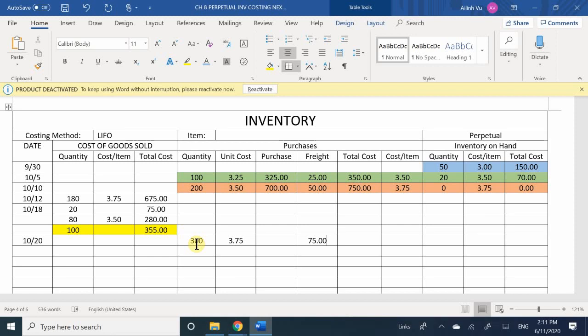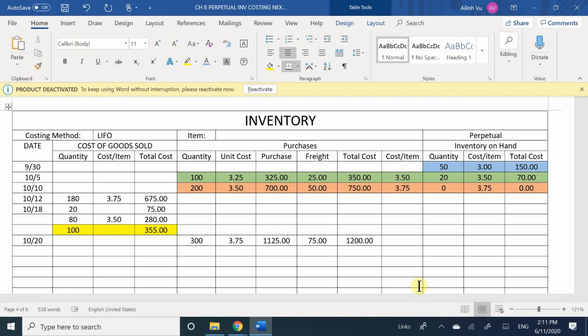$1,125. Yes. And then I'm going to add my 75. So what should I get? $1,200.